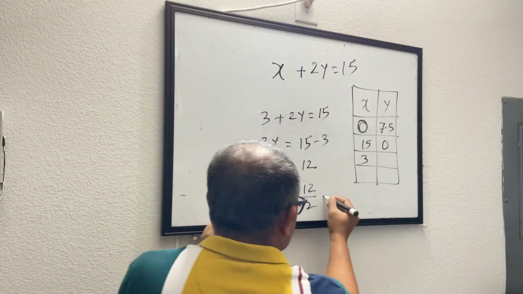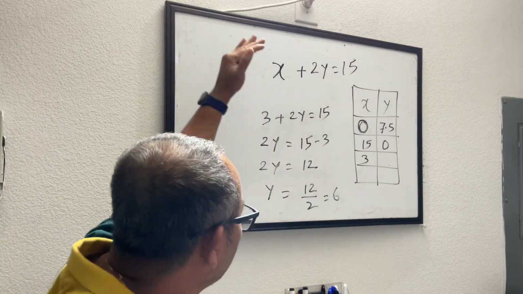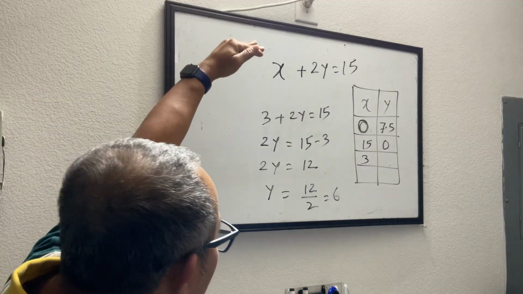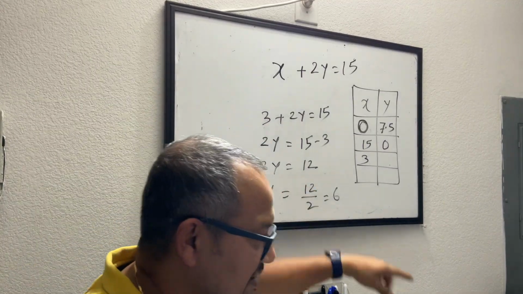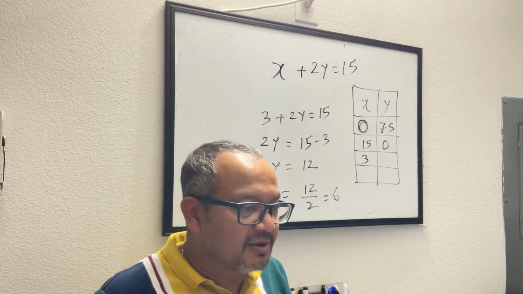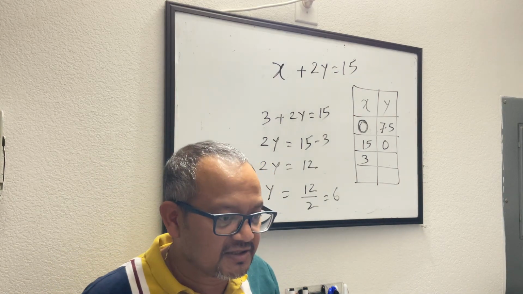Yes, that is 6. So why am I doing it step by step? Because I don't want to jump from here to say y equal to 6. It's a step by step process so that everybody can digest and process this.